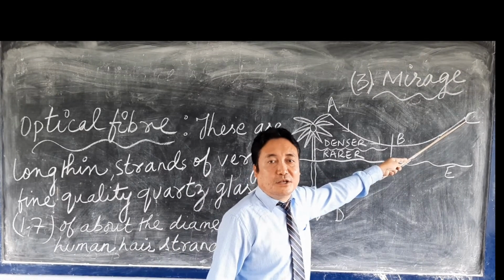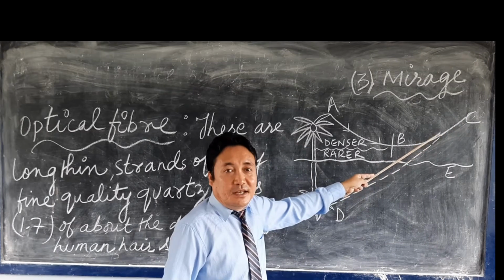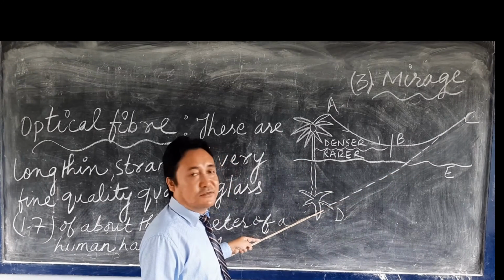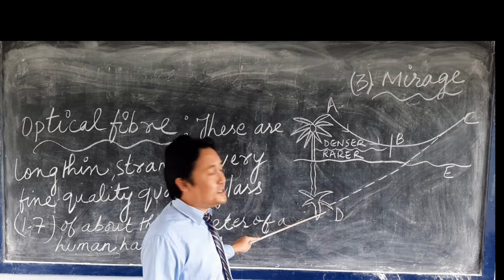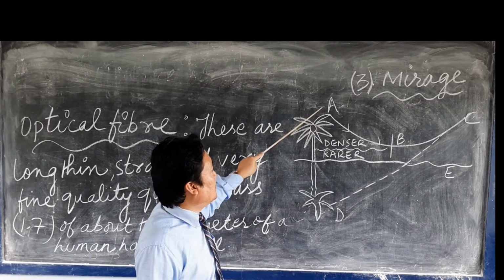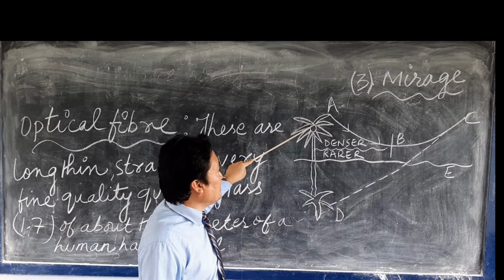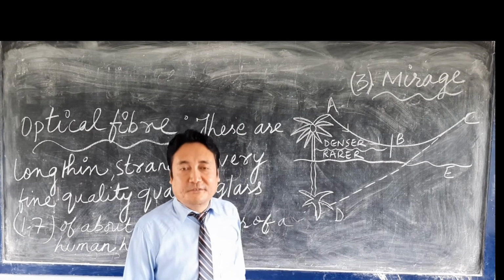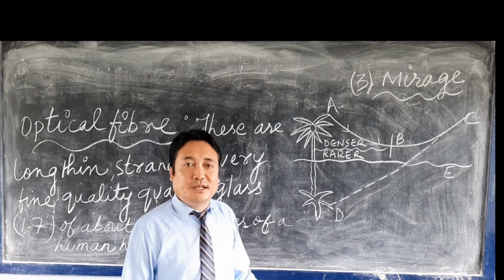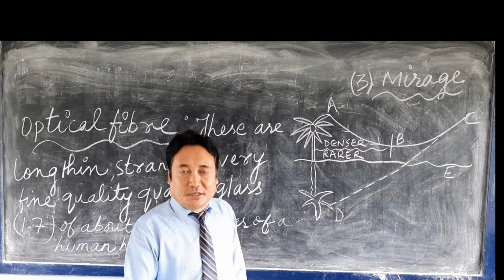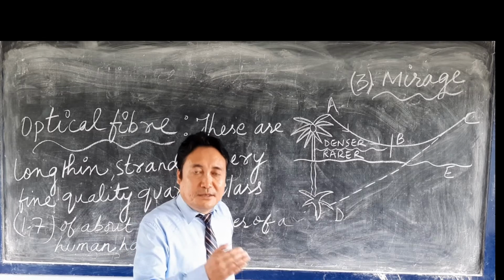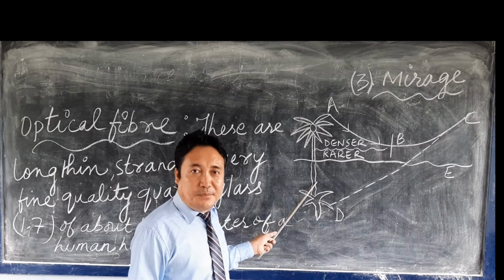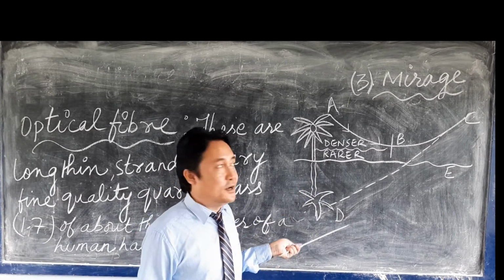When this ray of light is seen from the point C, it appears that the rays are coming from the point D. So D will be the virtual image of the point A, that means the virtual image of the tree. This way, due to the total internal reflection of light, the mirage occurs. It is only an optical illusion, because the false image as well as the inverted image of a tree will appear in the water. So this is about the mirage.